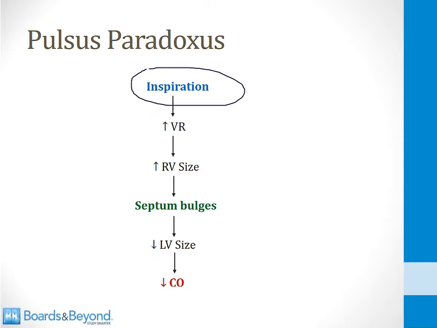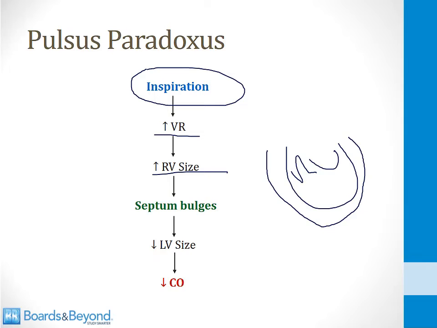Anytime you inspire, you increase the venous return. This is the reason that right-sided heart murmurs like tricuspid regurgitation get louder during inspiration. This will increase the right ventricular size, but in the setting of tamponade, the right ventricle, if this is the right ventricle here, is surrounded by a high-pressure fluid accumulation. This means that the right ventricle cannot distend outward as it normally does.